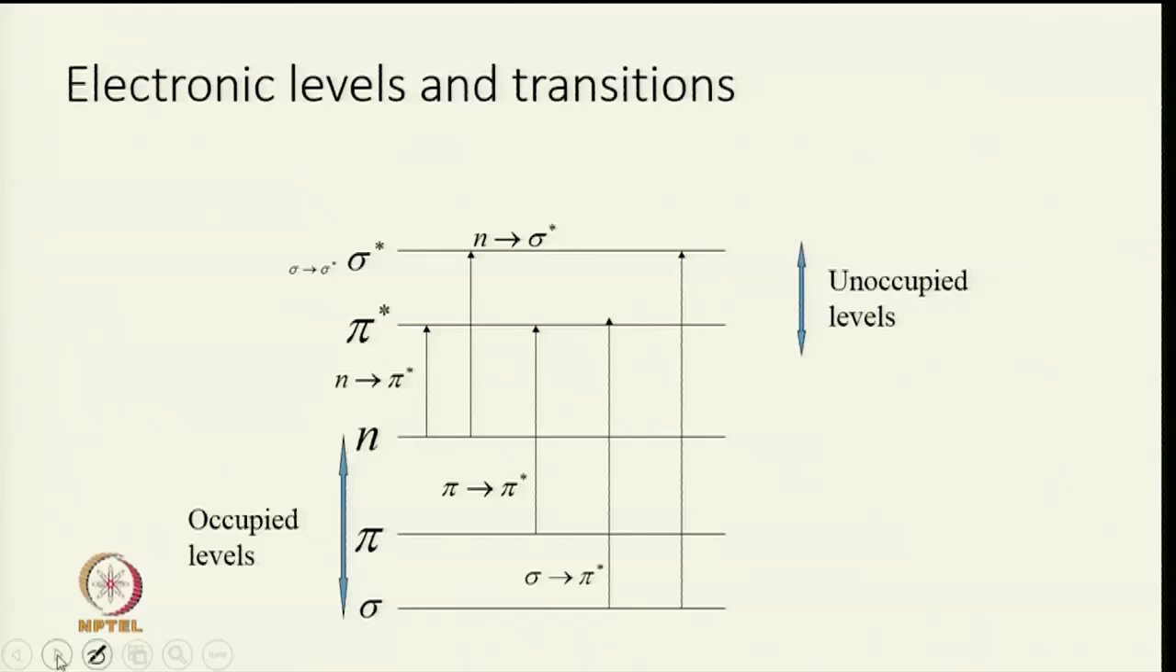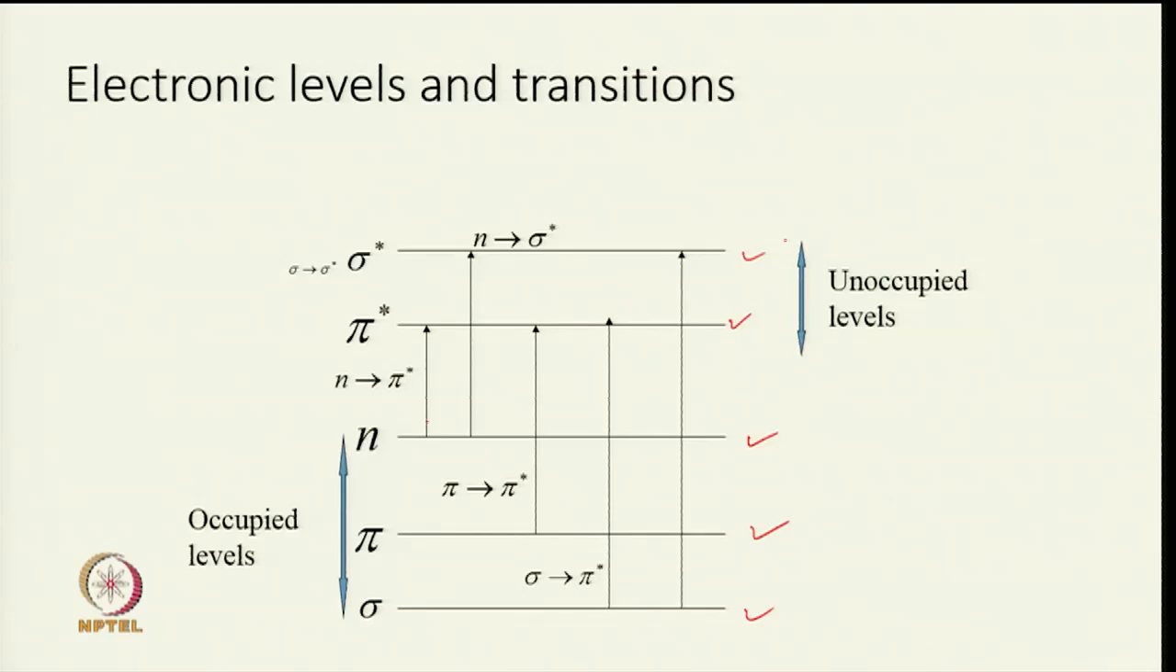And here are the different occupied levels and unoccupied levels. Here sigma is the occupied level; pi and n are also occupied levels; and pi star and sigma star are unoccupied levels.